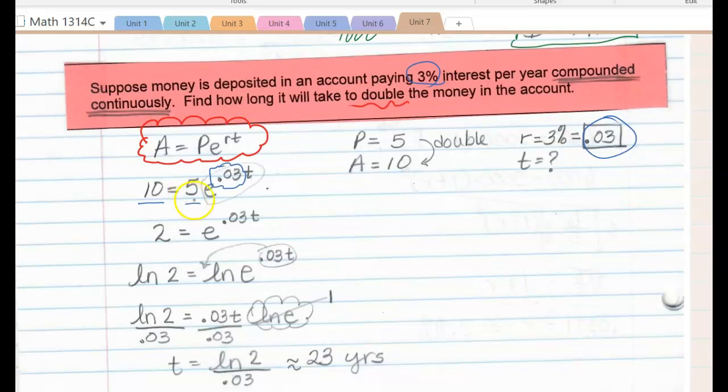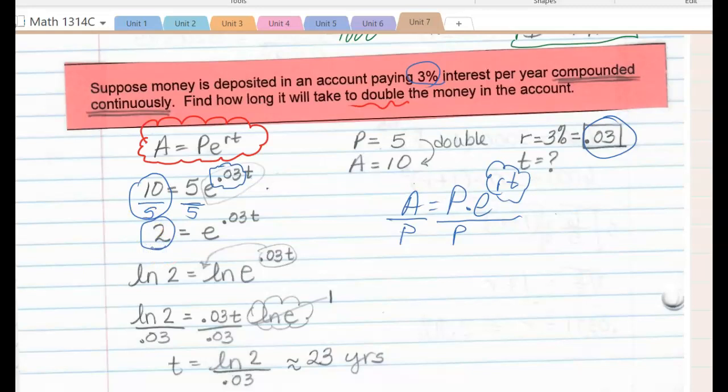From here, the very first thing I need to do, so I have A is equal to Pe to the rt. When you're trying to solve for something in the exponent, first thing we're going to do is isolate that exponent, so we're going to divide both sides by P. So in this case, we're going to divide both sides by 5. And that's how we're getting 10 divided by 5 is equal to 2.